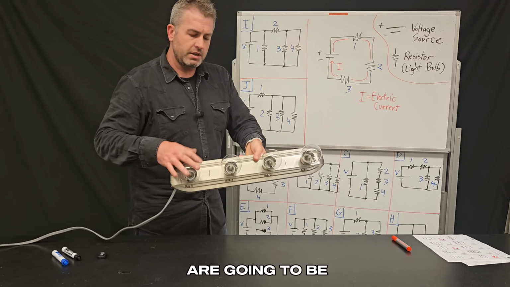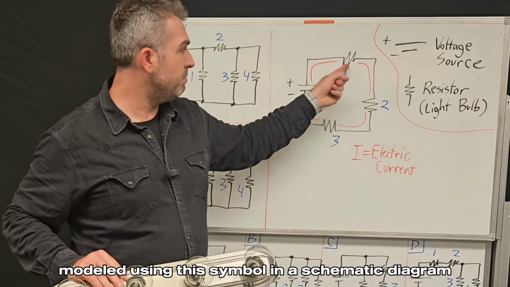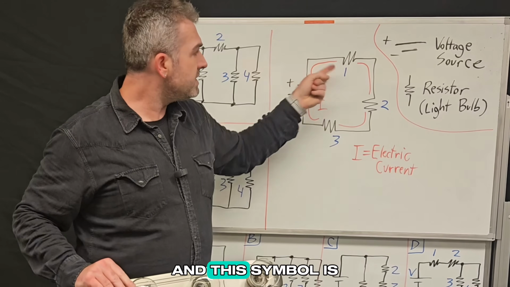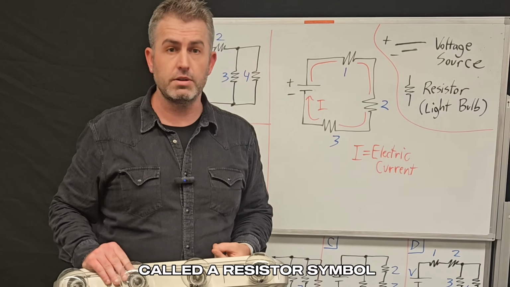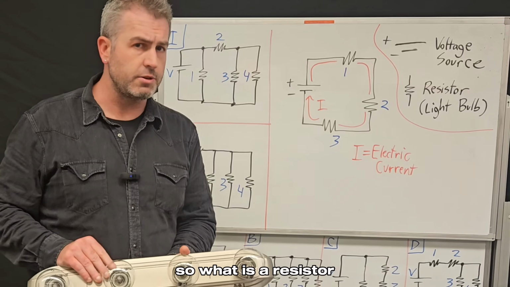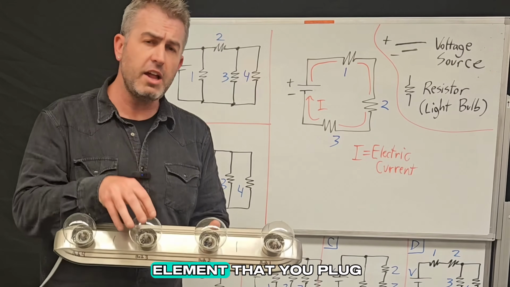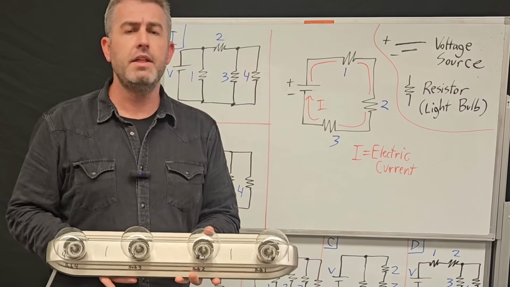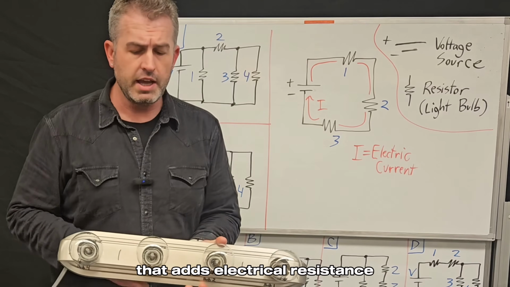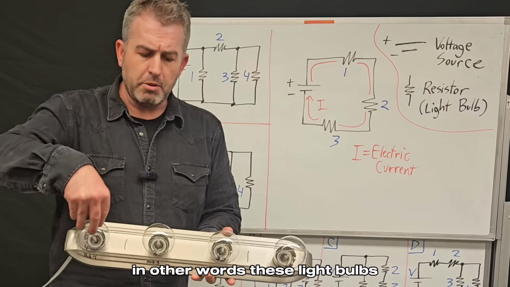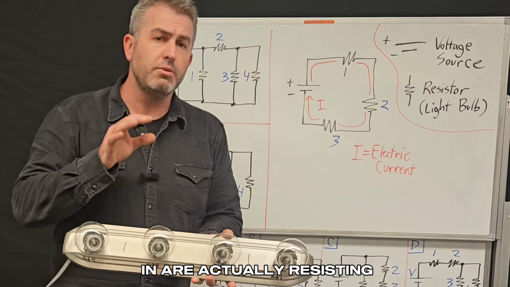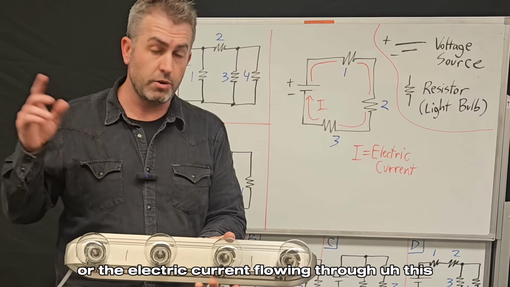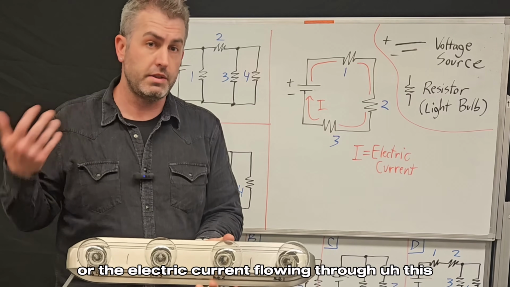Now the light bulbs are going to be modeled using this symbol in a schematic diagram. And this symbol is called a resistor symbol. So what is a resistor? A resistor is any element that you plug into your circuit that adds electrical resistance. In other words, these light bulbs, when I screw them in, are actually resisting the flow of electricity, or the electric current, flowing through the circuit.